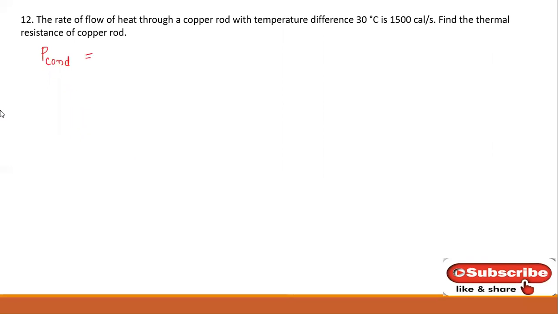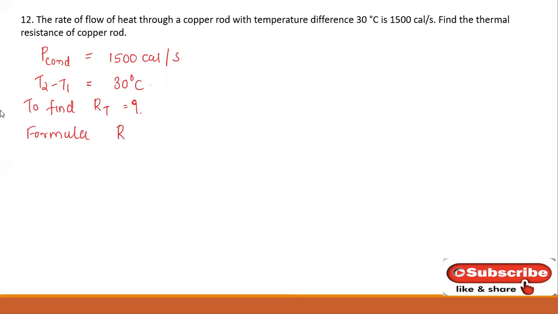Rate of flow of heat is given, P is 1500 calorie per second. Temperature difference is given, that is T2 minus T1 is equal to 30 degrees Celsius. We want to find out the thermal resistance, that is RT. We know that the formula for thermal resistance is RT is equal to T2 minus T1 upon the rate of flow of heat, that is P conducted.